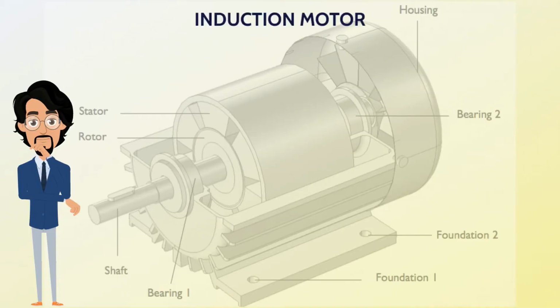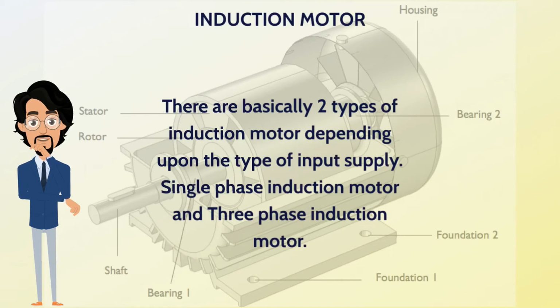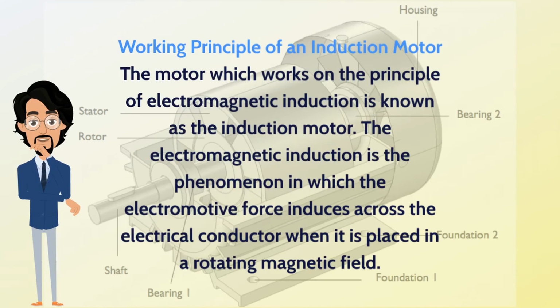Induction motor. There are basically two types of induction motor, depending upon the type of input supply: single-phase induction motor and three-phase induction motor. Working principle of an induction motor. The motor which works on the principle of electromagnetic induction is known as the induction motor. Electromagnetic induction is the phenomenon in which an electromotive force is induced across an electrical conductor when it is placed in a rotating magnetic field.